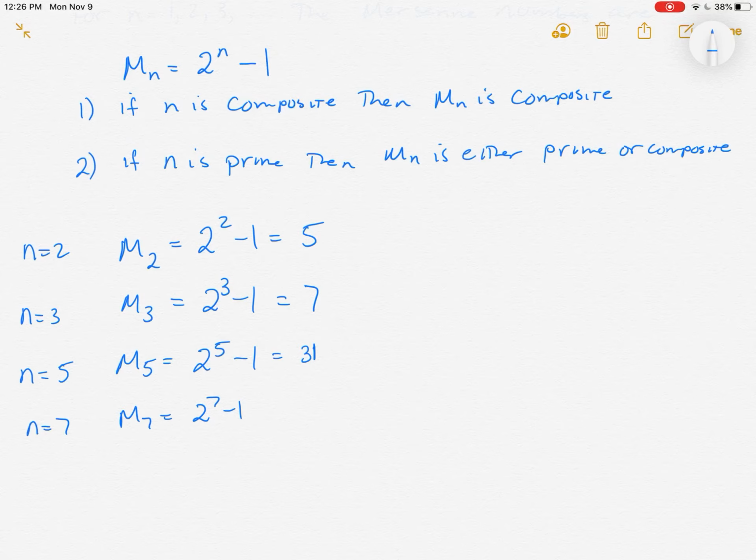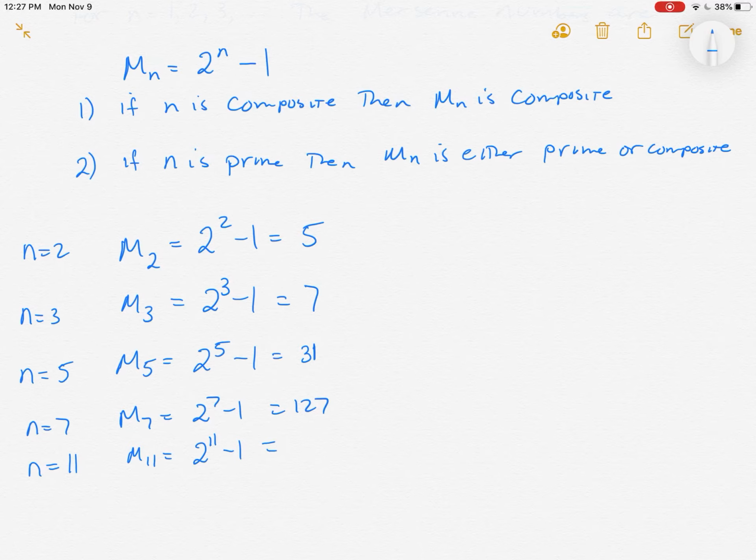So let me do that. 2 to the 7th minus 1 is working out to be 127. And 127, I think, is prime. Certainly not divisible by 2 or 3 or 5. And I'm pretty positive it is a nice prime number. And so the first four prime numbers spit out Mersenne primes. Let's suppose we take the next prime number, 11. M sub 11 is 2 to the 11th minus 1.